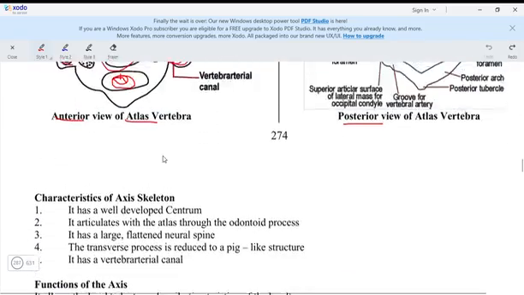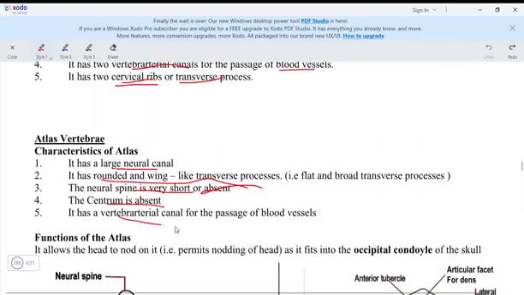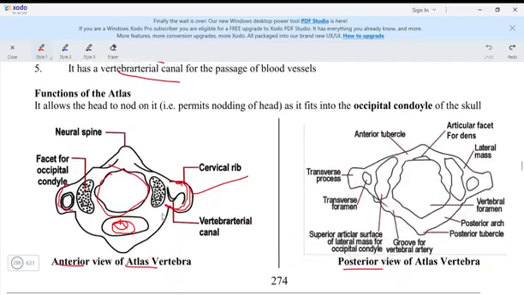Okay, now the next thing is it has a vertebral canal for the passage of blood vessels. So those tiny holes here, they are the vertebral canal. That's where blood vessels will pass.